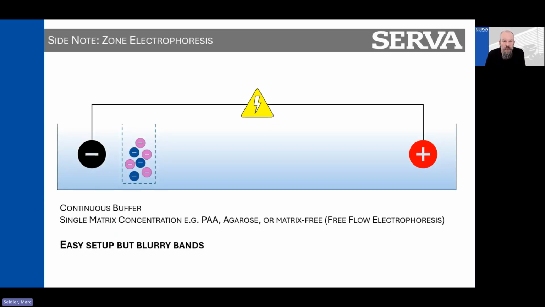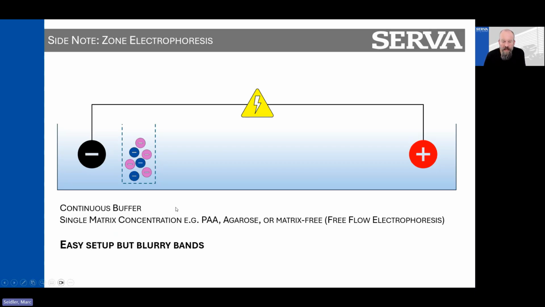We take now a short trip to zone electrophoresis. Just presume you have a tank, an anode, a cathode, and a continuous buffer. So there is only one buffer in the system. You might know this quite well from agarose DNA gels. So there is a gel with one buffer inside. That's it. And you have a sample well, and the negatively charged particles, or proteins or DNA, it does not matter, are evenly distributed in this sample well.